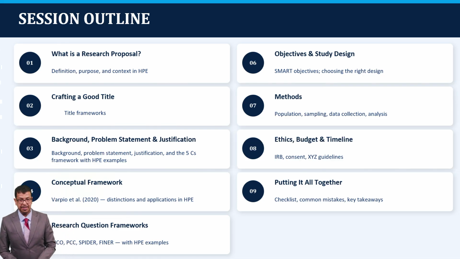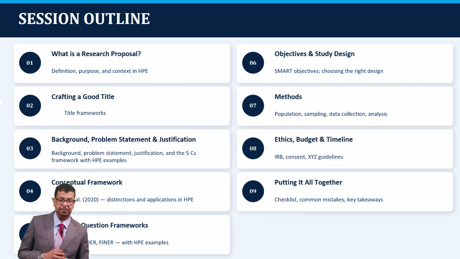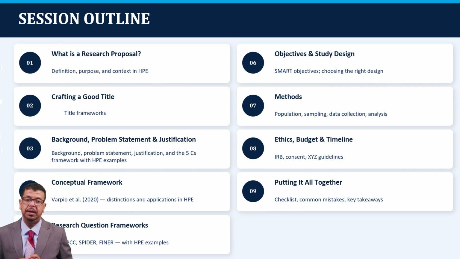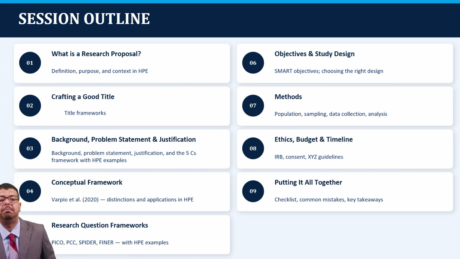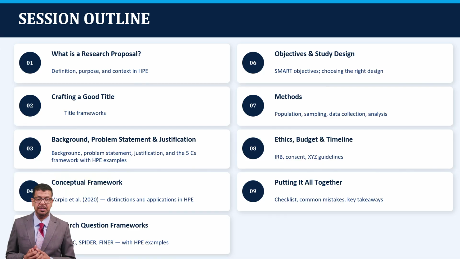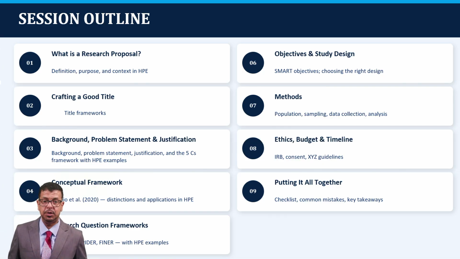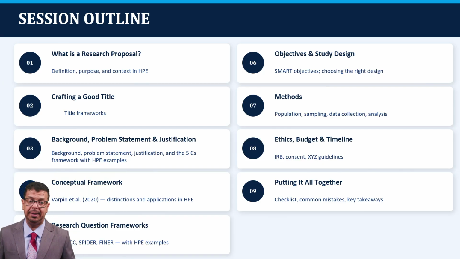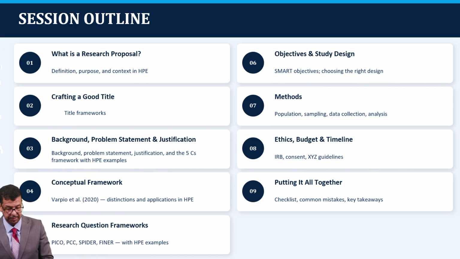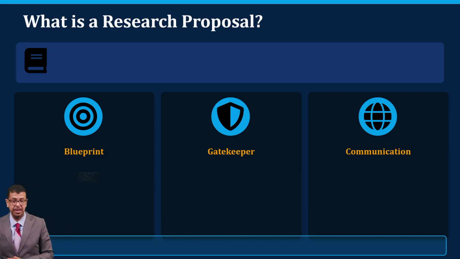So the session will cover the definition of the research proposal, the title of the research proposal, issues related to the introduction, background, conceptual framework, problem statement, justification of research. Then we'll go to research questions, objective, an overview of writing the method section for the proposal, then the ethics component, important issues to be considered in ethics, the budget, timeline, and putting all these things together. Let us start by defining the research proposal.